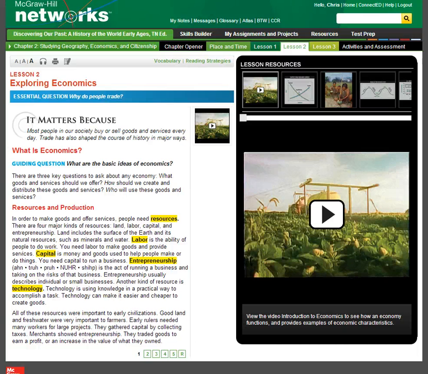The questions that will be covered on the quiz involving economics will primarily include this term, entrepreneurship, and that's the act of running a business and taking on the risk of that business. You did that on Tuesday in class when you proposed your idea for an app that you might create.